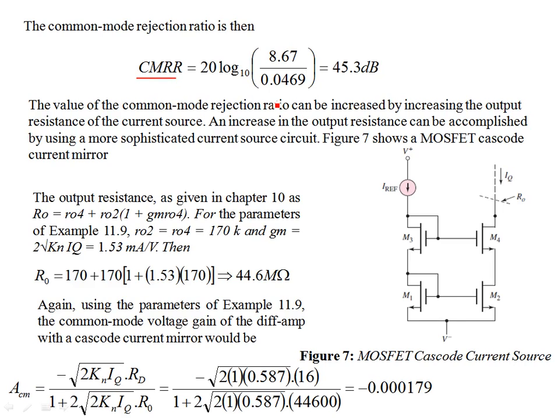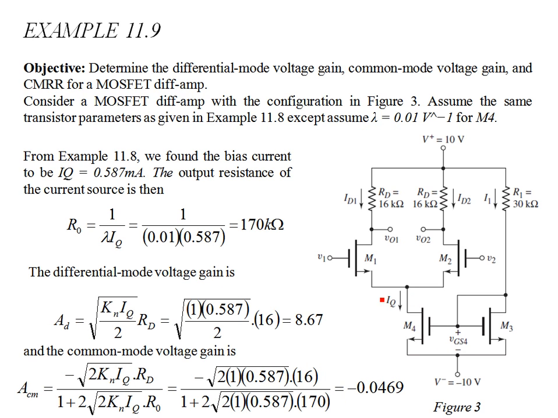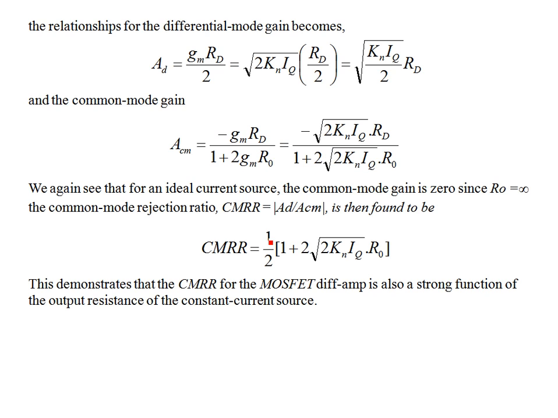ratio for a finite output resistance R naught, which was 170 kilo ohms. This was the finite output resistance of the transistor M4 due to the finite channel length modulation parameter lambda that is not zero. So that is 170k, and owing to that, we have this factor over here for the common mode gain, which turns out to be finite. If R naught is infinitely large, then ACM is zero.